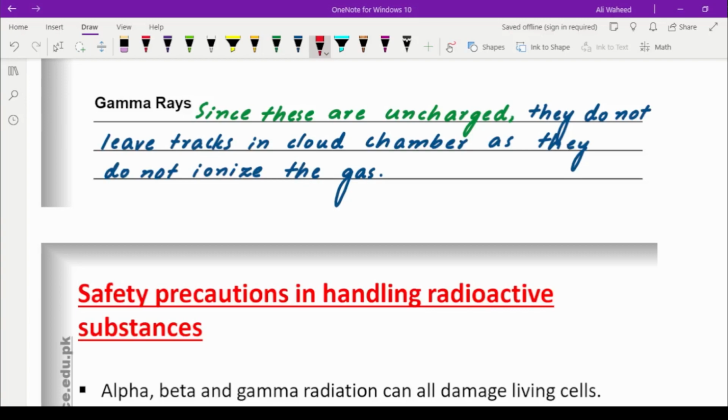The cloud chamber can be used to detect and distinguish between alpha, beta, and gamma rays. How? By analyzing the characteristics of the tracks that they leave. Alpha particles create short, dense, and highly ionized tracks. Beta particles produce thinner, less dense tracks, and gamma rays do not produce any visible track in the chamber. So for the gamma rays, we'll need some additional detector as well.